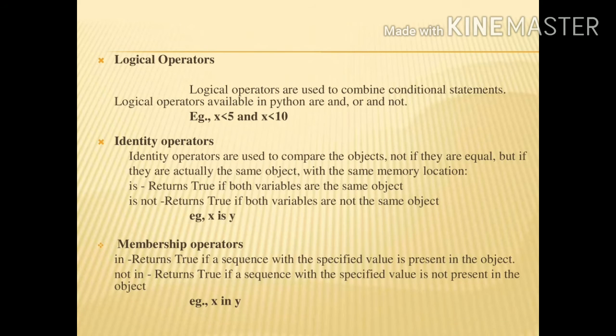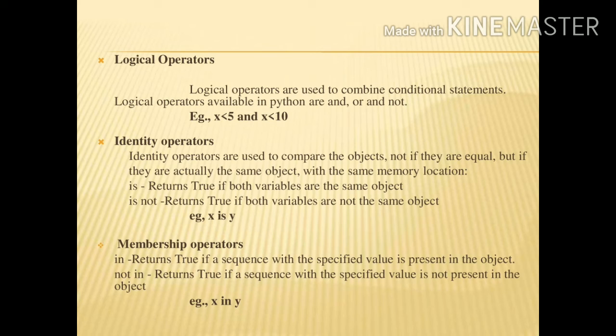The next is logical operator. Logical operators are used to combine conditional statements. Logical operators available in Python are and, or, and not. Here is a fine example: x is greater than 5 and x is less than 10. This means the x value lies between 5 and 10.